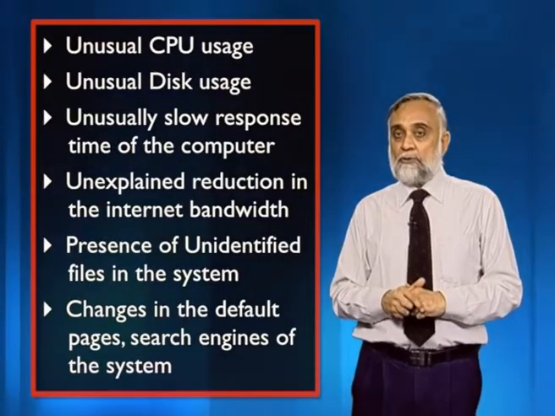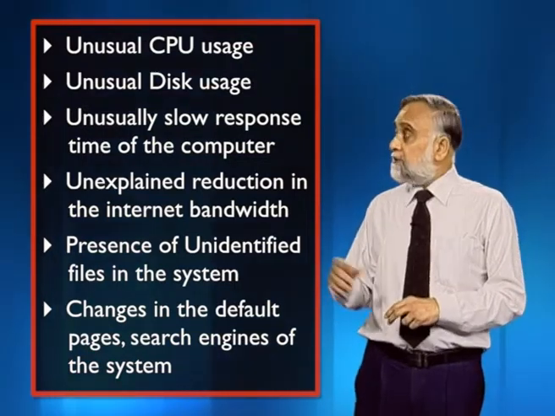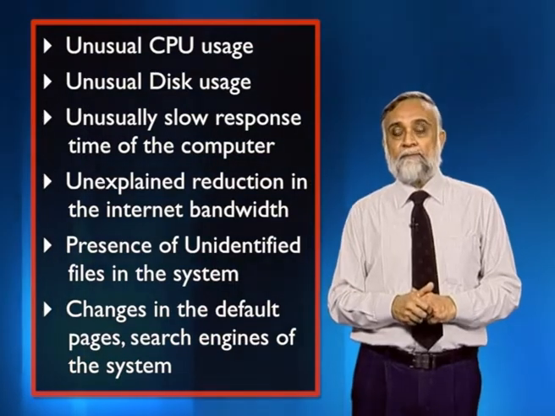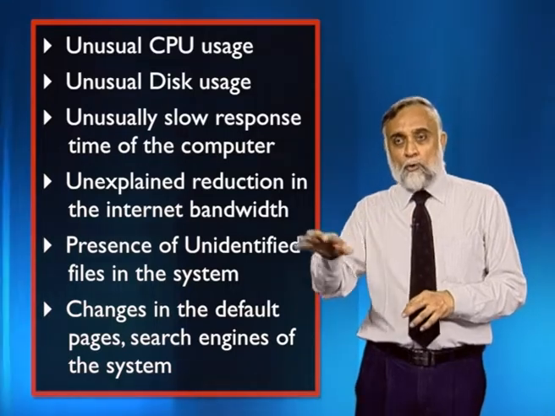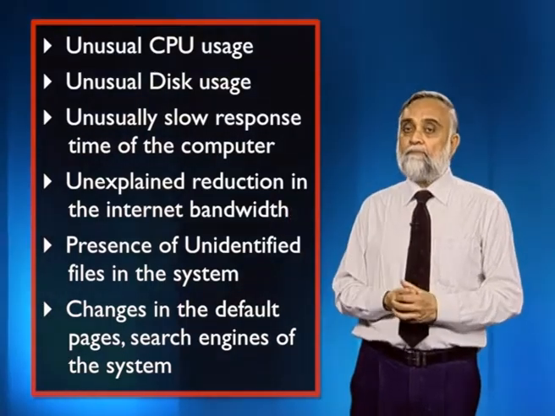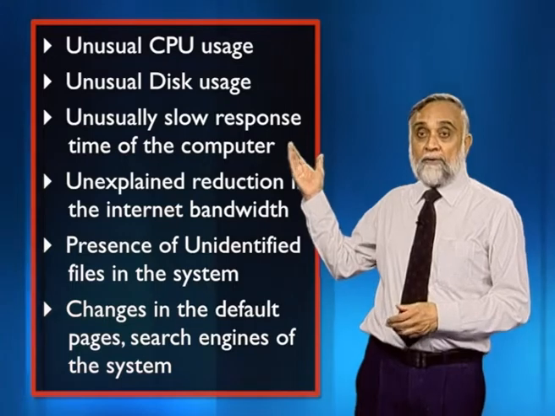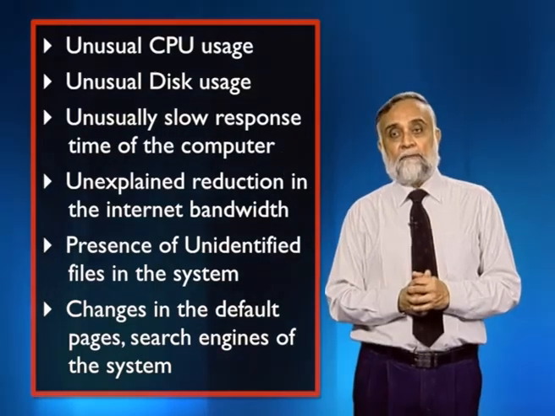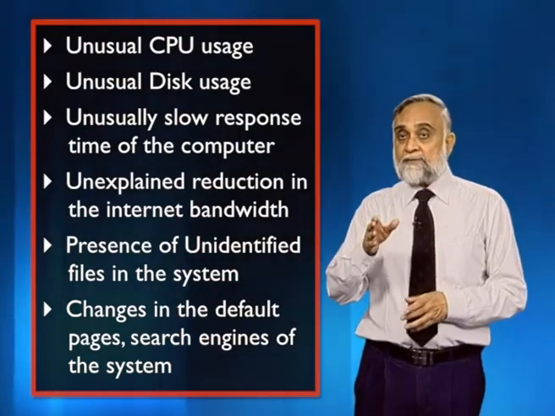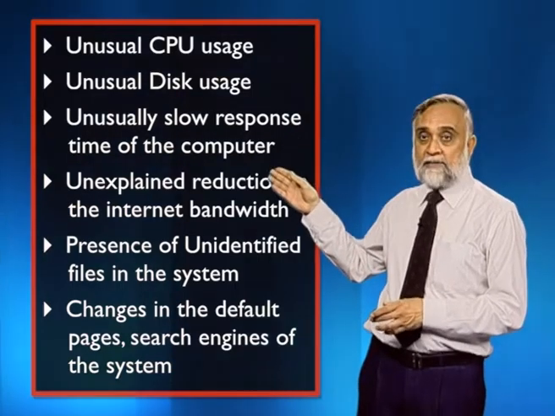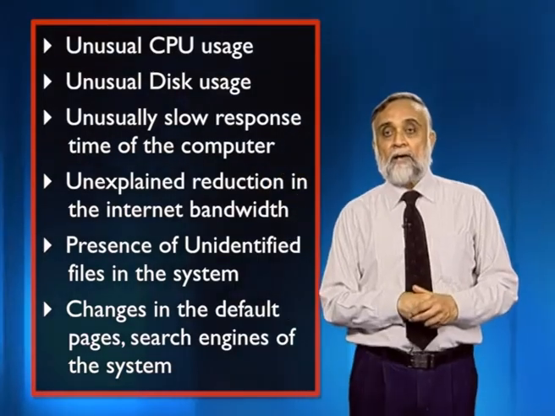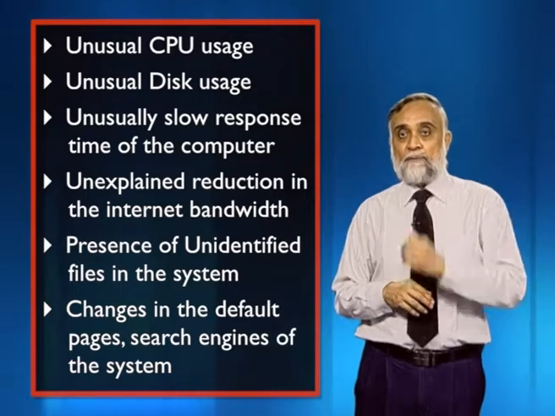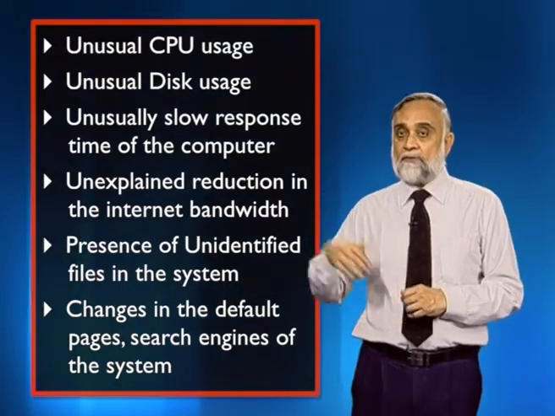Unusual CPU usage, unusual disk usage, unusually slow response time of the computer, unexplained reduction in the internet bandwidth, presence of unidentified files in the system, changes in the default pages and search engines of the system. These are some of the identifiers we can use to identify a malware attack.